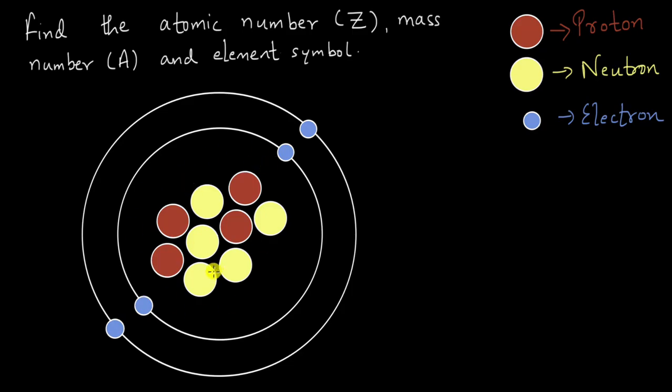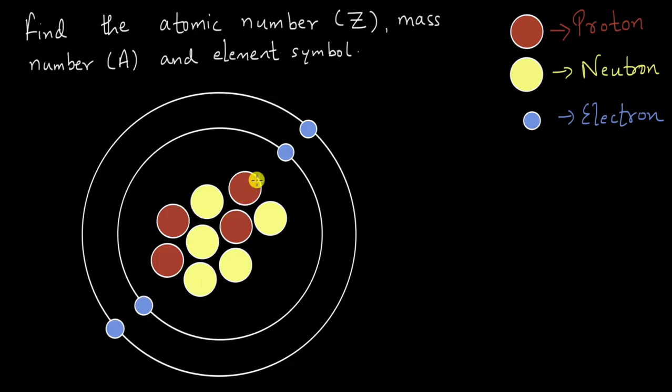We are shown here the representation of an atom of a certain element. These red circles are representing the protons, these yellow circles are representing the neutrons, and these blue circles, which are rotating about the center, are representing the electrons. This picture in no way is to scale.